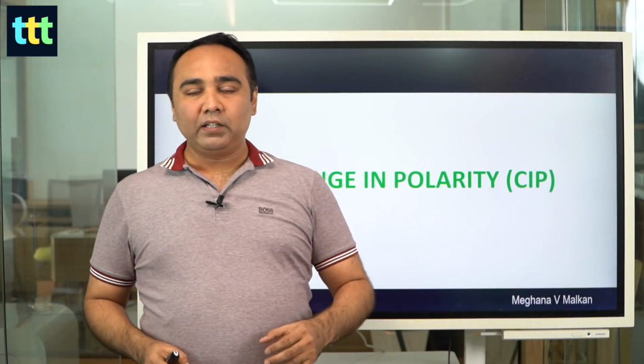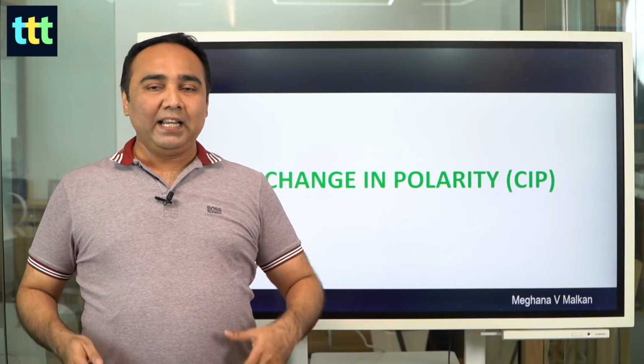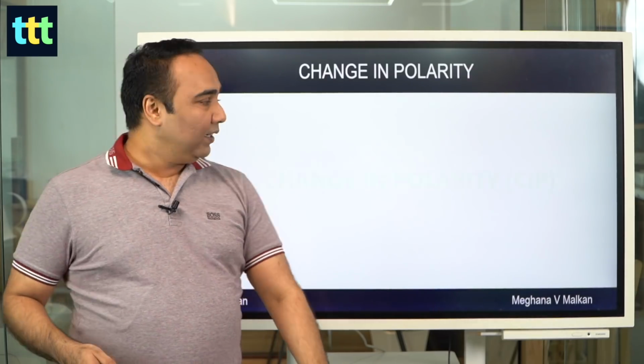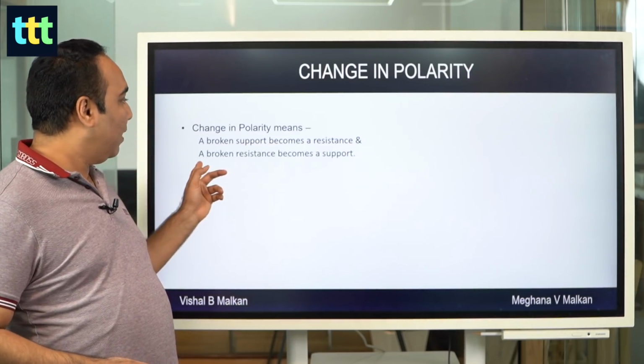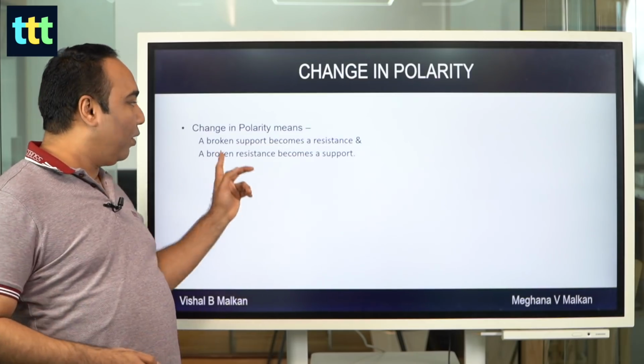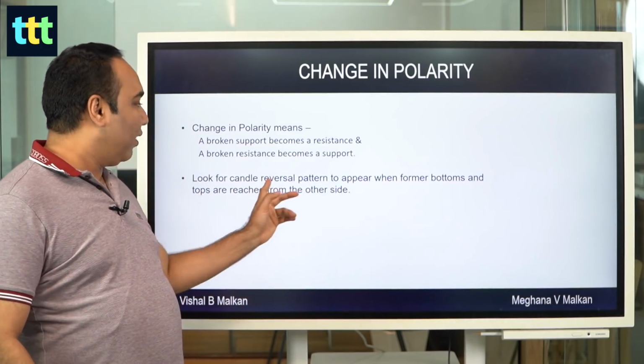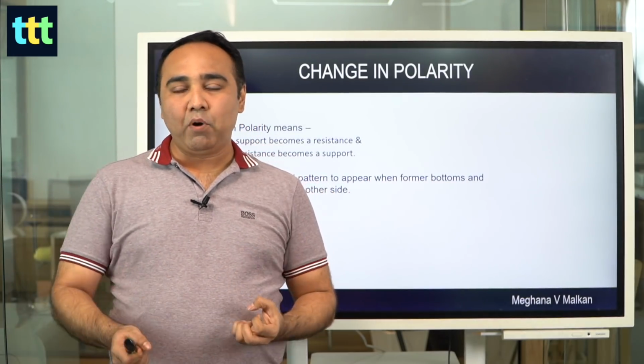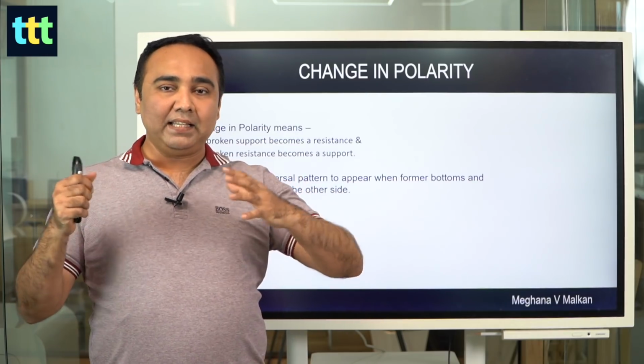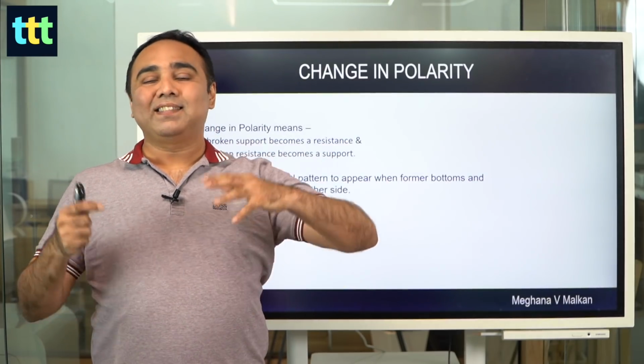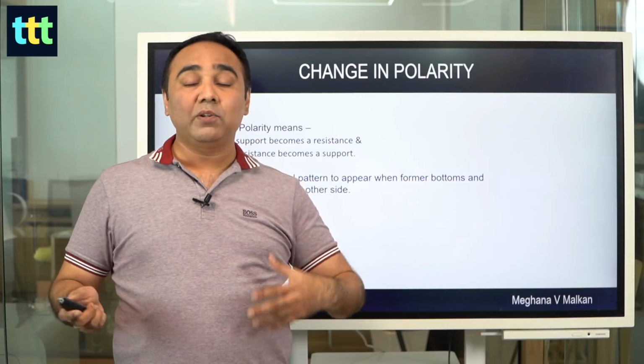Now, the most important concept of trend channels or trend lines, which I must have covered, you must have seen me using this word called CIP, change in polarity. It's a very simple tool. It's basically previous support becomes resistance, previous resistance becomes support, right? So a broken support becomes resistance, a broken resistance becomes support, and look for a candle reversal and you can buy the bottom or sell the top. It's basically the same as support and resistance. The same thing is there for trend lines also and trend channels also.